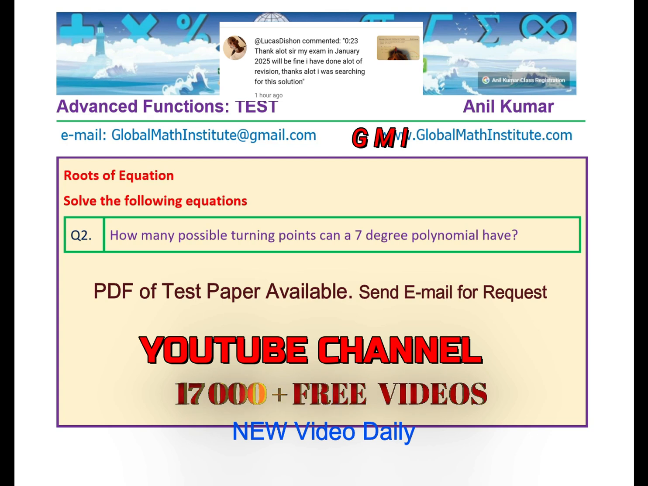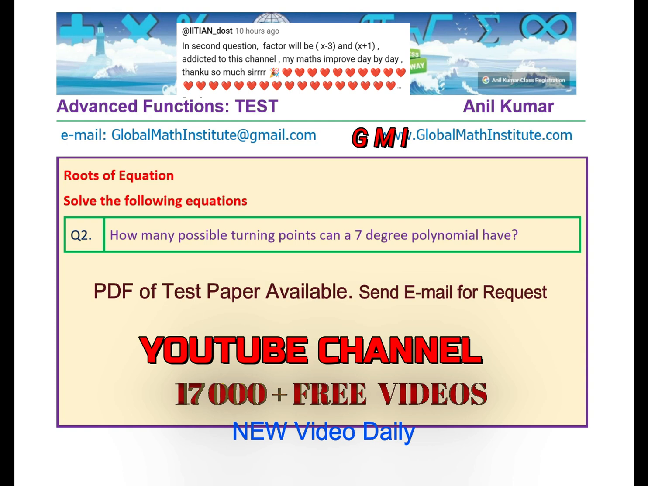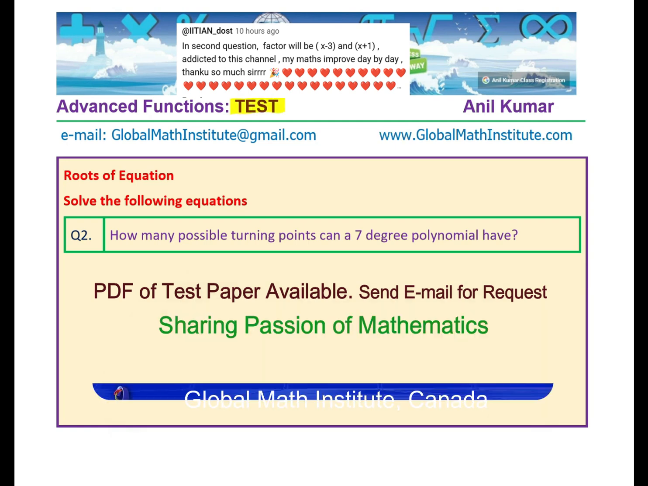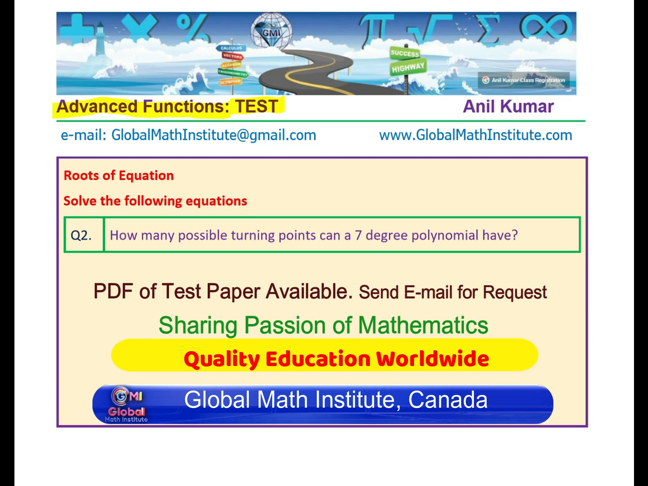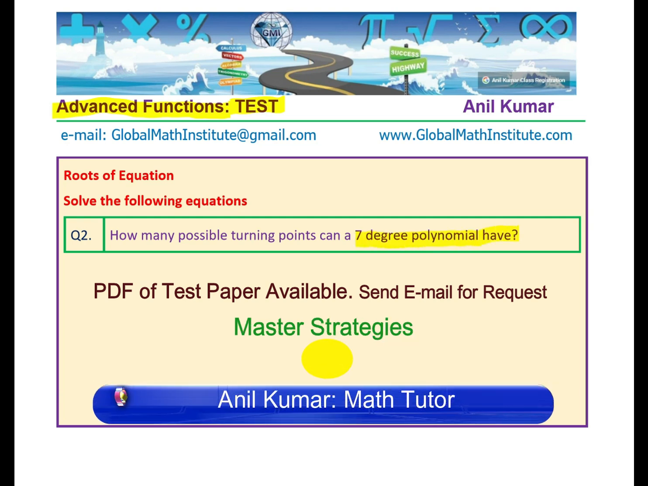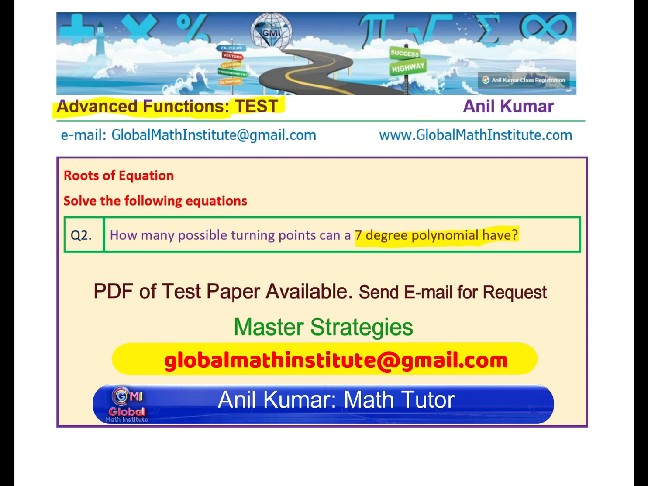Here is the solution of the second question from our test paper on advanced functions, which is a prerequisite for calculus. Question number 2 is, how many possible turning points can a 7-degree polynomial have? You may pause the video and answer the question.